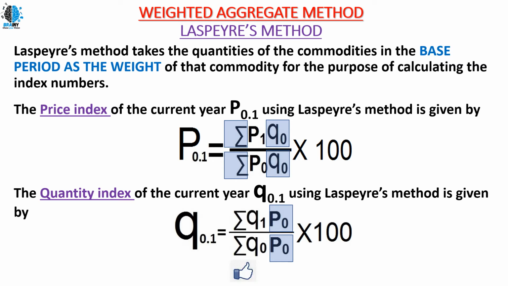So under the Laspeyres method, the author has given the weight to the base year. Base year quantity is Q0, base year price is P0. In the price index we have to give the weights to the base year quantity. In the quantity index we have to give the weight to the base year price. So these are the two formulas of our Laspeyres method.